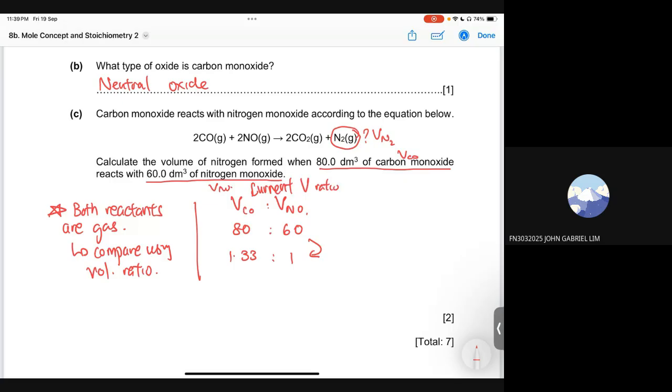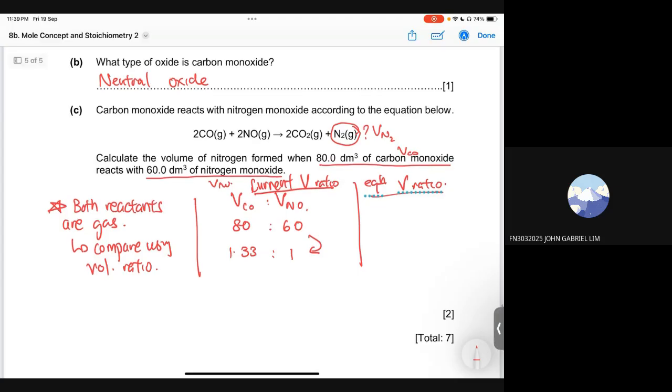volume ratio. So you realize it's very similar. I found a mole ratio previously, now I use this thing called volume ratio. The way to work it out is the same. In terms of the equation, the volume ratio will be equivalent to the mole ratio. So how do I find the volume ratio from the equation? I look at CO to NO. It is actually 2 to 2, which means 1 to 1. So far all okay? Thumbs up if all okay?